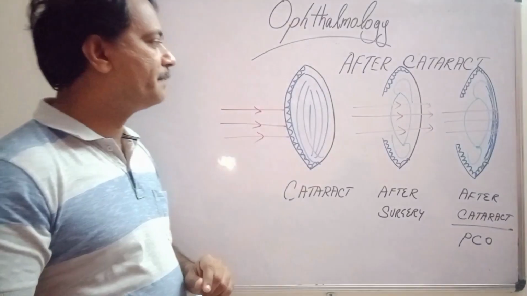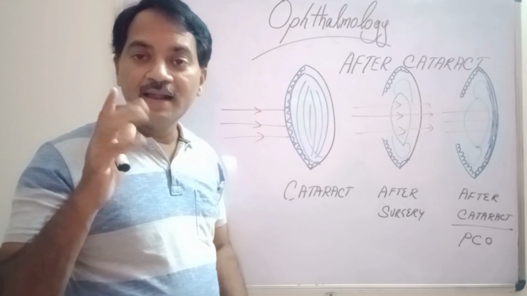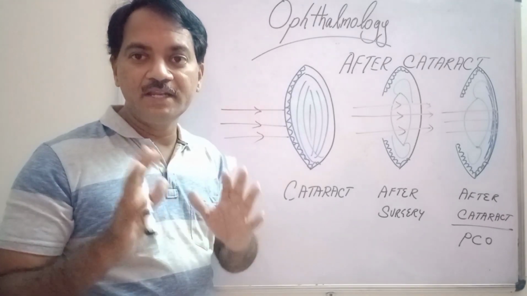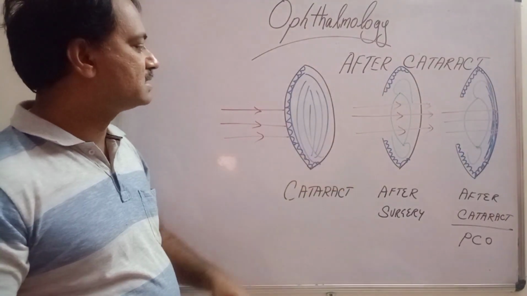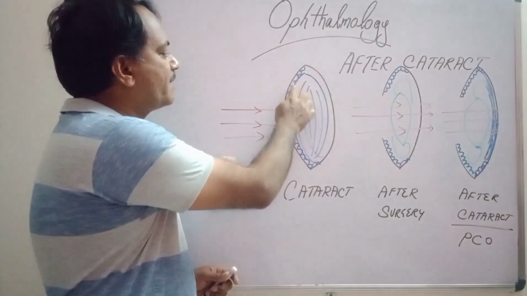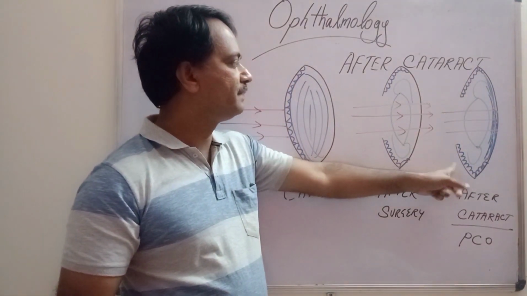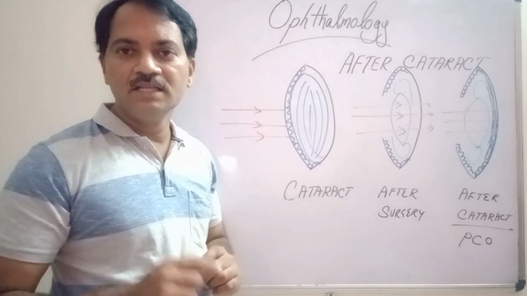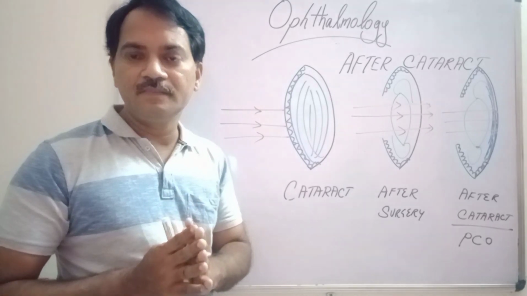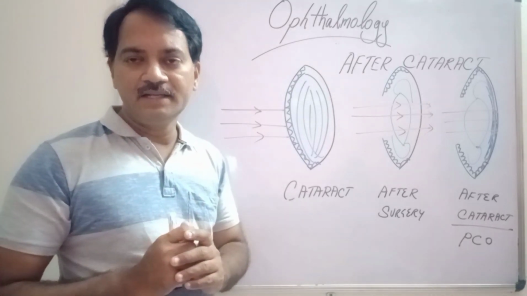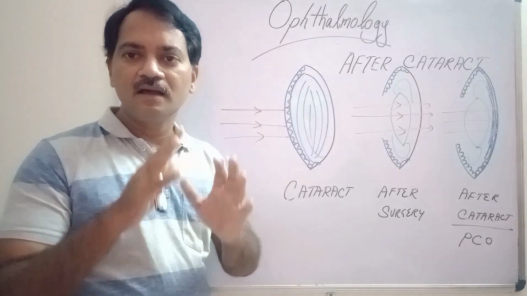Once we do that, what happens? The light rays can freely pass through it and fall on our retina, giving us a very good vision. In all these three pictures, you can see that in the anterior capsule, I have drawn some cells, in blue color. This is called the lens epithelium. This lens epithelium is the cell that is continuously forming lens fibers inside our normal lens.